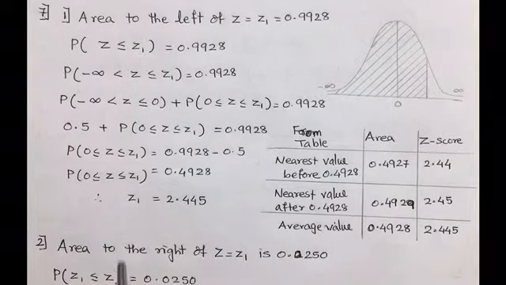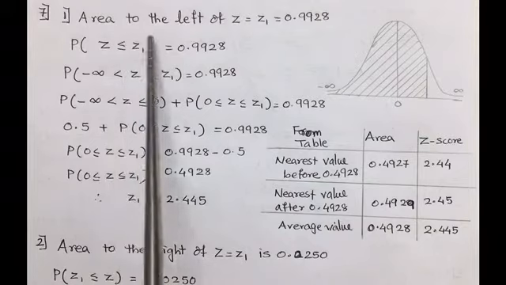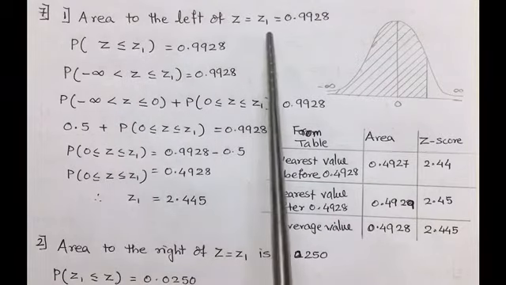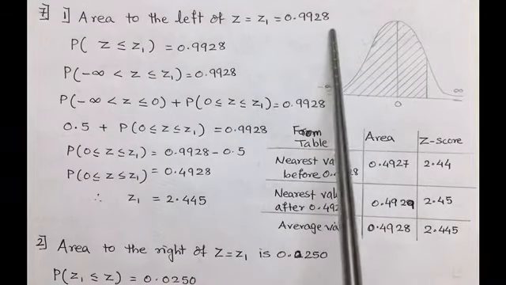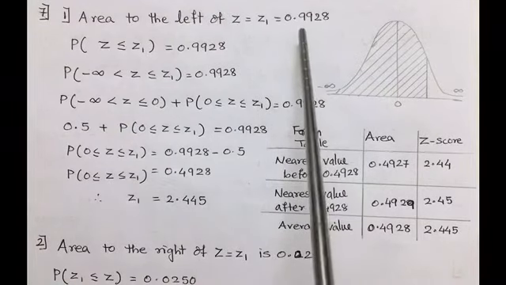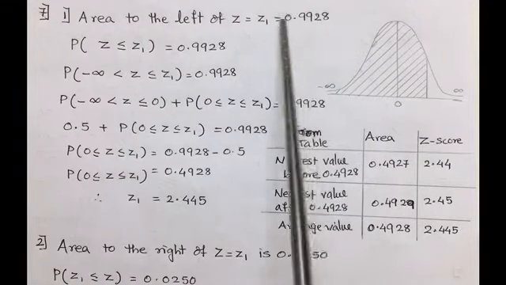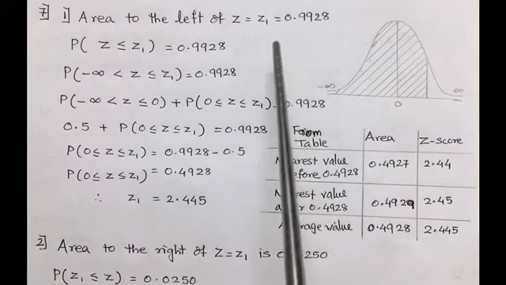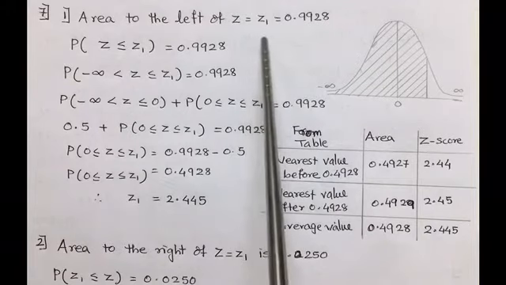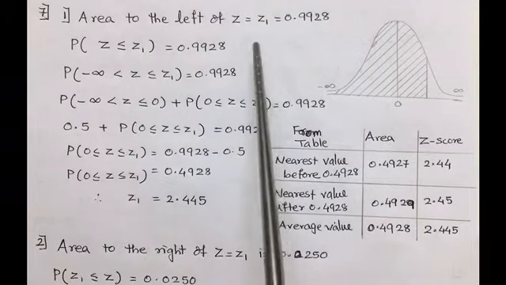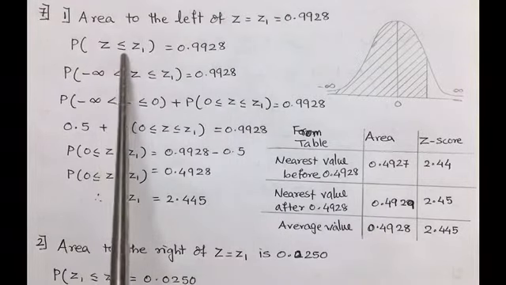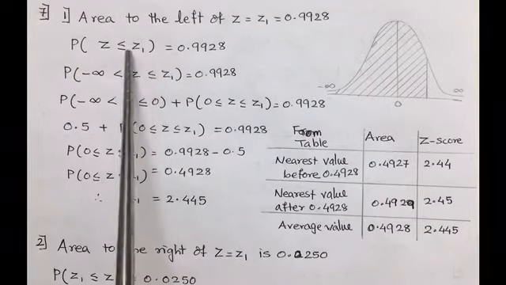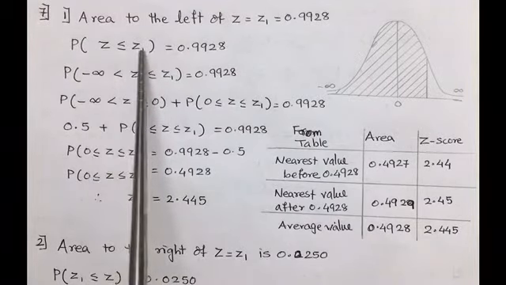The first one is, area to the left of z equal to z1 is equal to 0.9928. Now here the area is already given. We need to calculate the value of z1 here. So if the area is towards left, then z will be less than or equal to z1 because it should lie towards the left of z1.